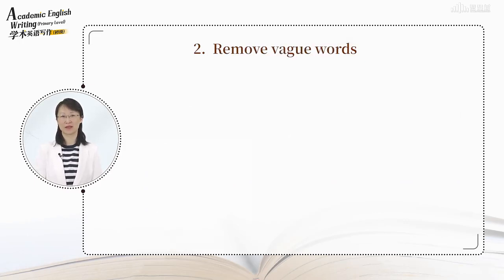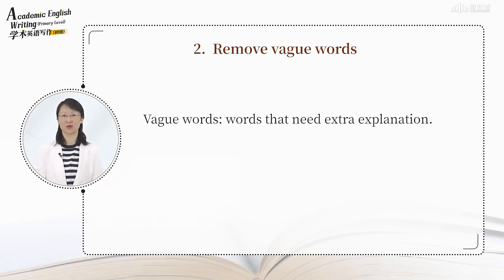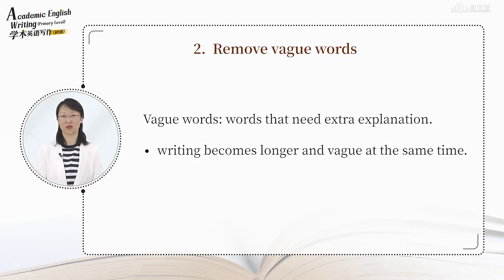The second tip is remove vague words. Sometimes, instead of precise words, we use words which need explanation. Because of this, our writing becomes longer and vague at the same time. We don't want to fall into this trap. We should eliminate these vague expressions and make our writing clearer and more direct.